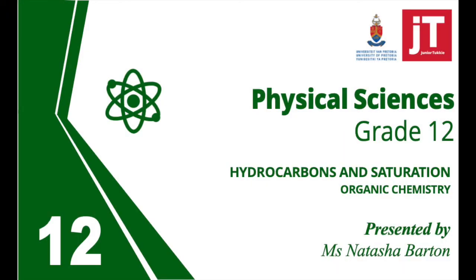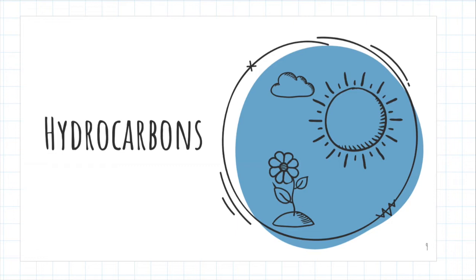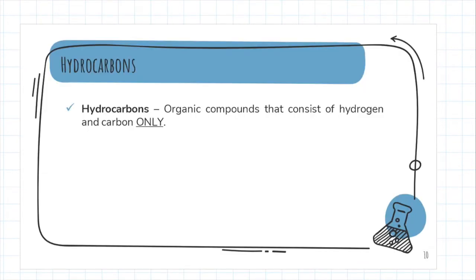Hello grade 12s and welcome to this video in which we're going to be taking a look at hydrocarbons, what they are, and also how we can test to see whether certain hydrocarbons are saturated or unsaturated. We say that the hydrocarbons are organic compounds that consist of hydrogen and carbon only.